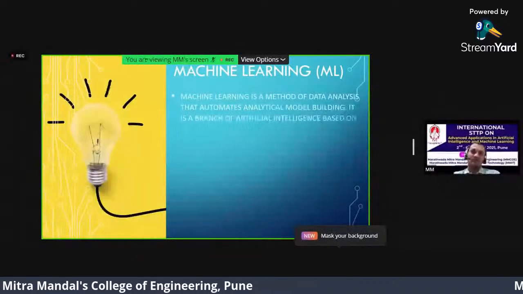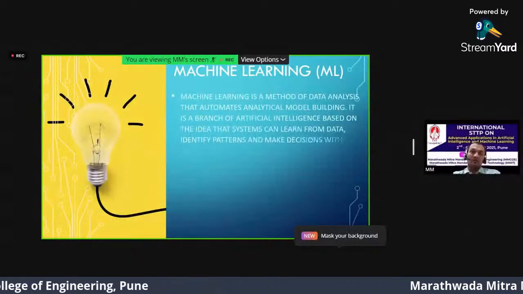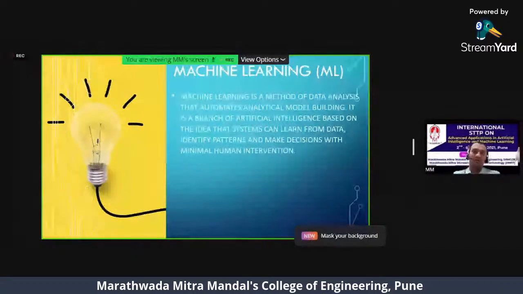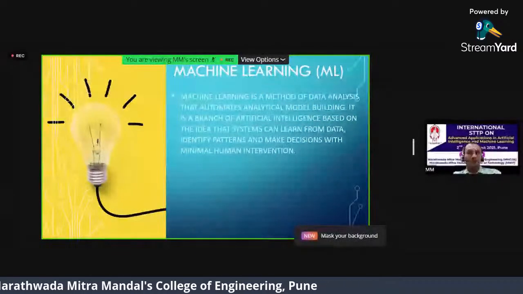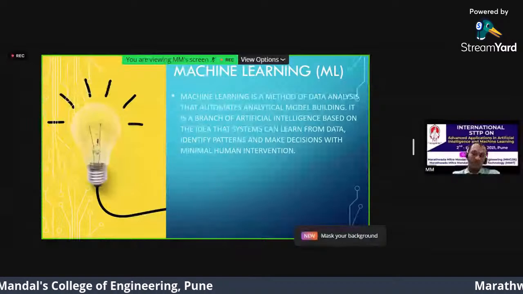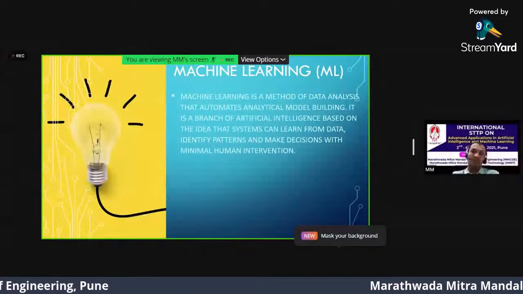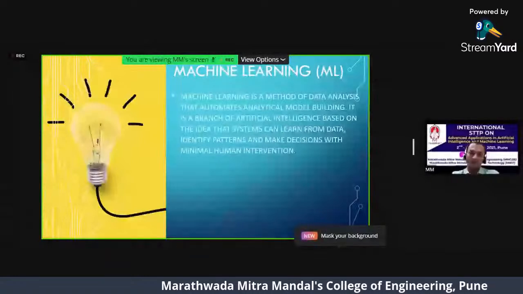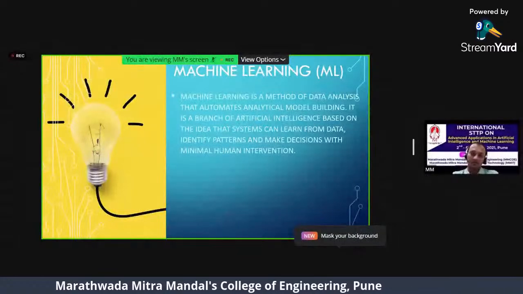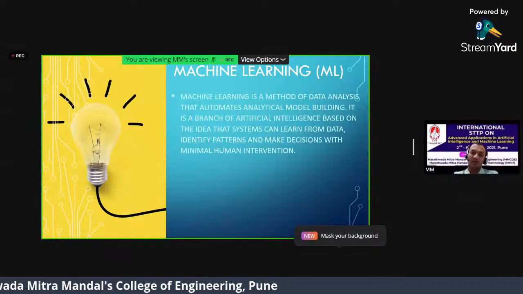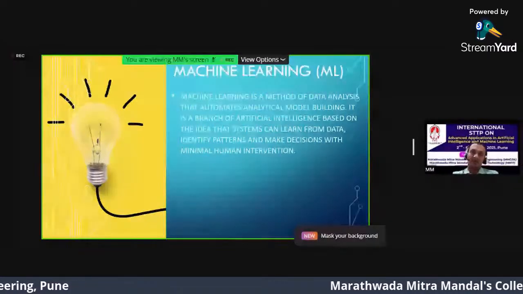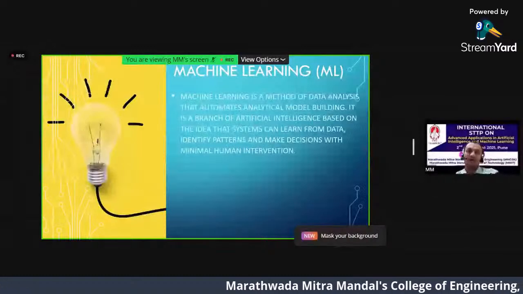What is machine learning and how is it used? Machine learning is a method of data analysis that automates analytical model building. It is a branch of artificial intelligence, and the important part is that it learns by itself from the data. It will identify different types of patterns based on the learning, and then make decisions with the help of that data and those patterns. This is how machine learning differs from AI.